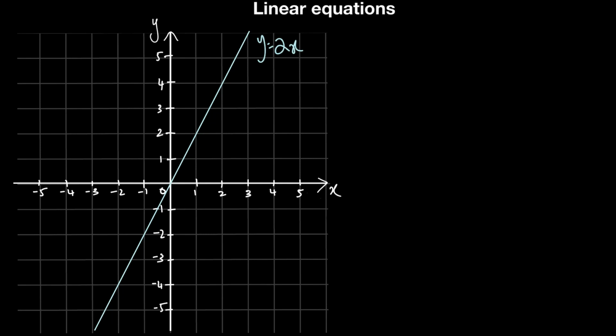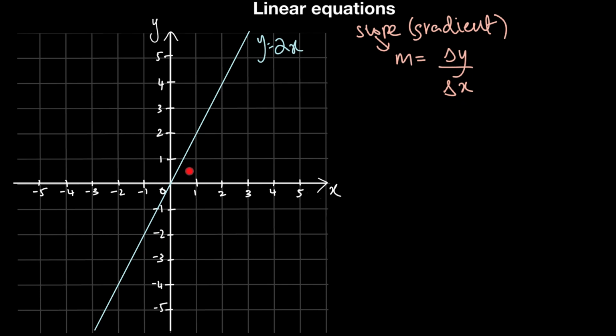So in the previous video, we learned that the slope for any given graph is simply the change in y over the change in x. And this slope is called m. The letter m denotes the slope, and the slope is also called the gradient.